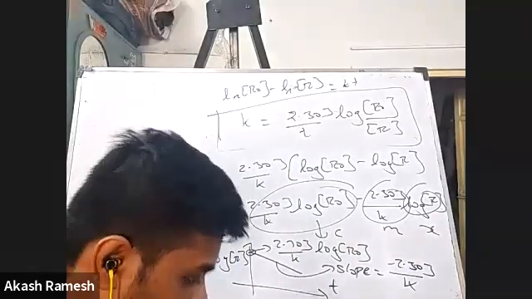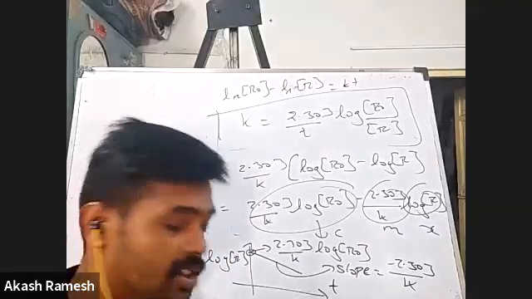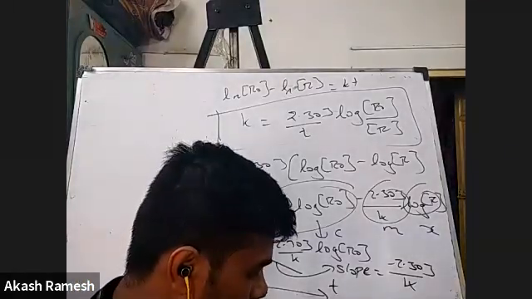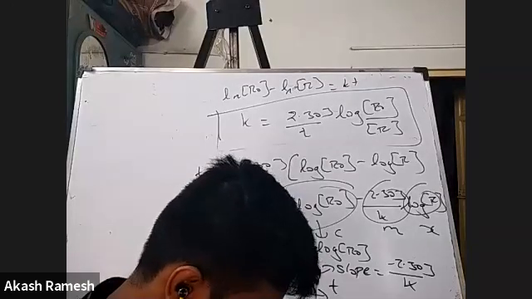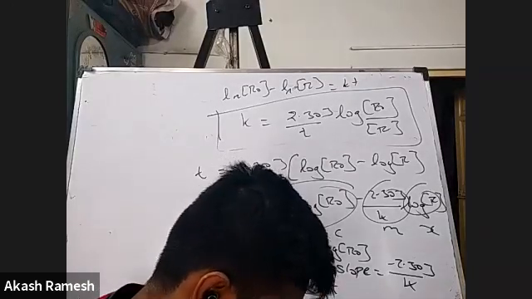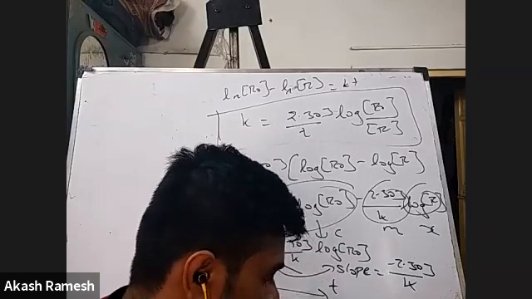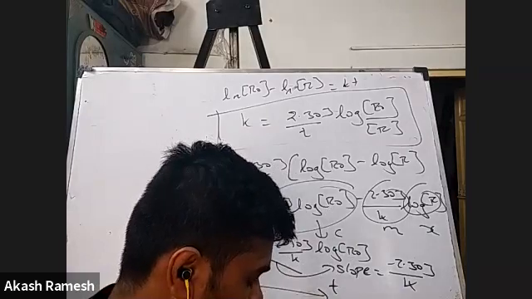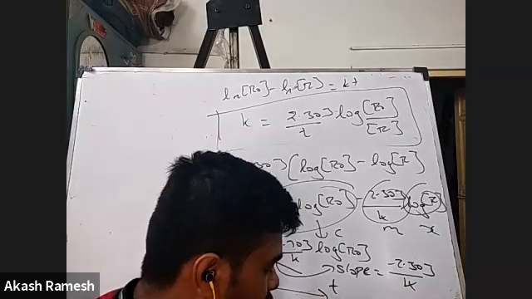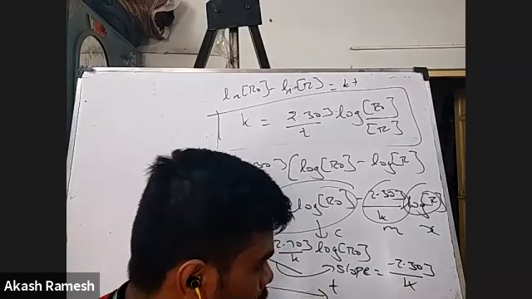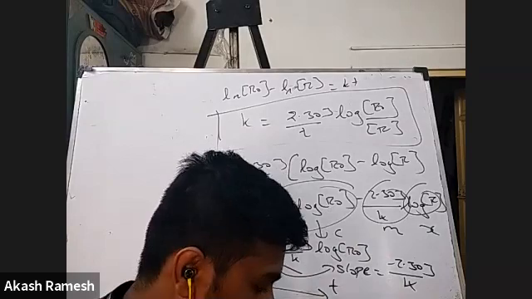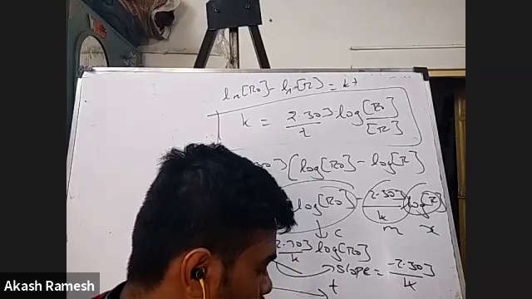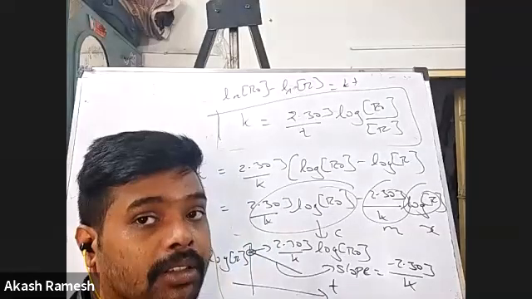In a first order reaction, the concentration of the reactant decreases from 0.8 M to 0.4 M in 15 minutes.